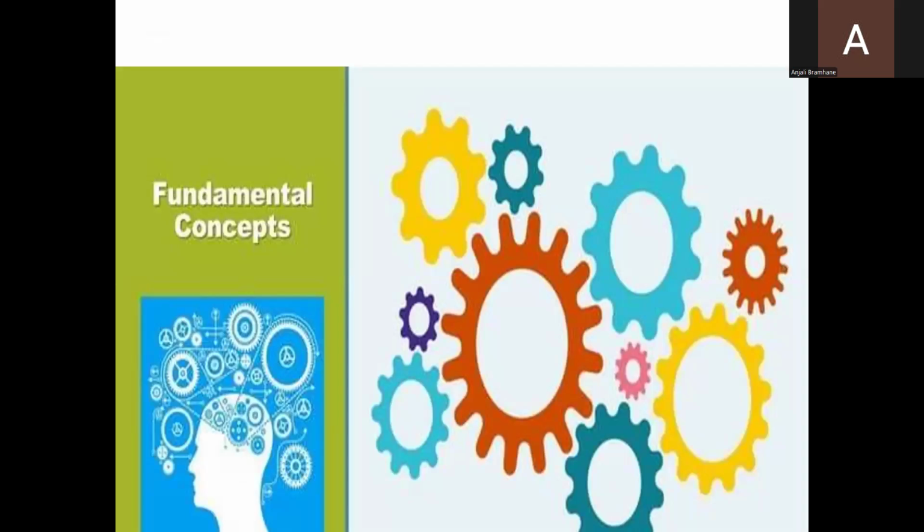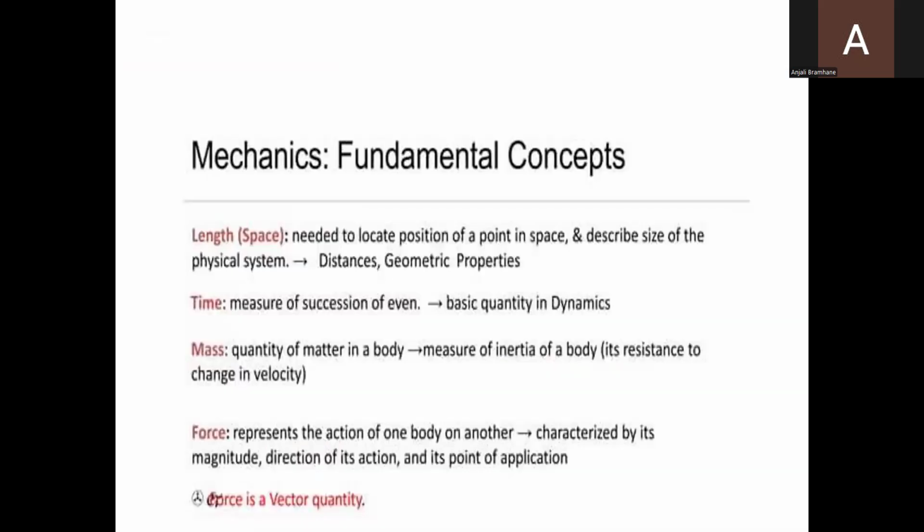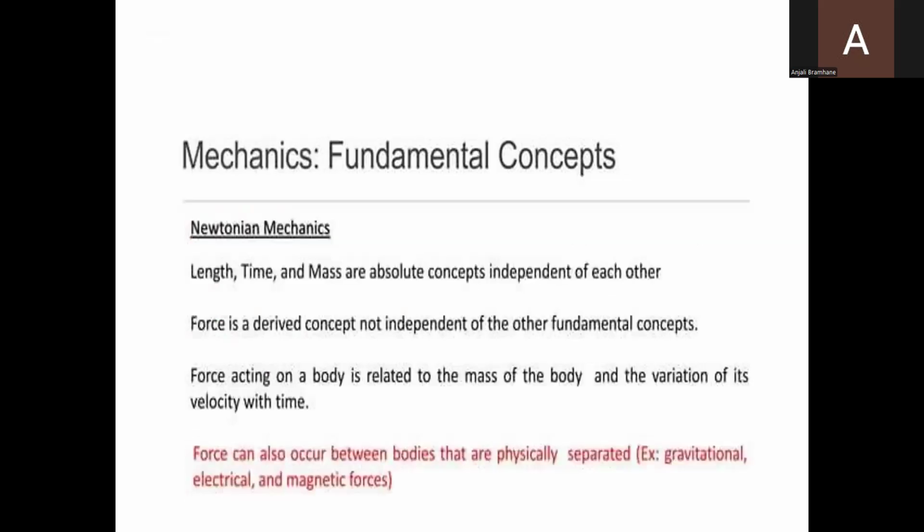So next are the fundamental concepts. So there are some fundamental concepts, that is length. So you know what is length. It is needed to locate the position of a point in space or describe the size of a physical system, that is distance, geometric properties. Time, you know, is a measure of succession of events, a basic quantity in dynamics. Mass is the quantity of matter in a body and a measure of inertia of a body, its resistance to change in velocity. And force represents the action of one body on another, characterized by its magnitude, direction, and point of application. So force is, as we know, a vector quantity.